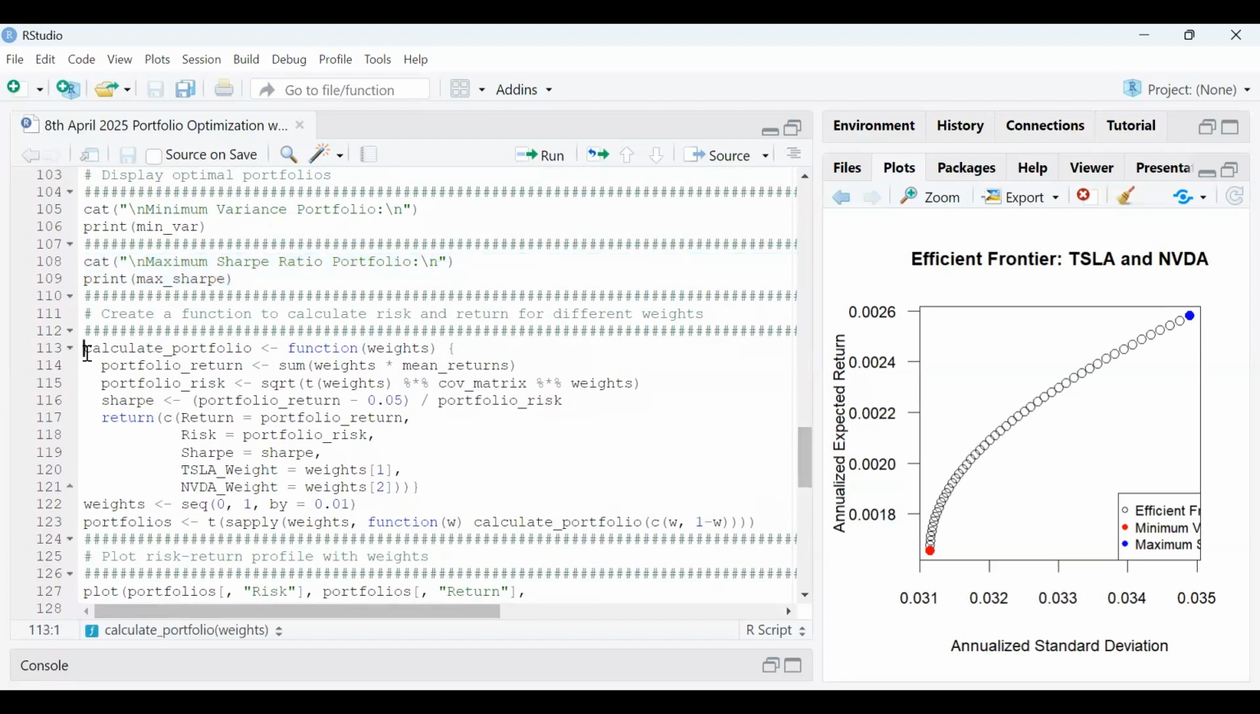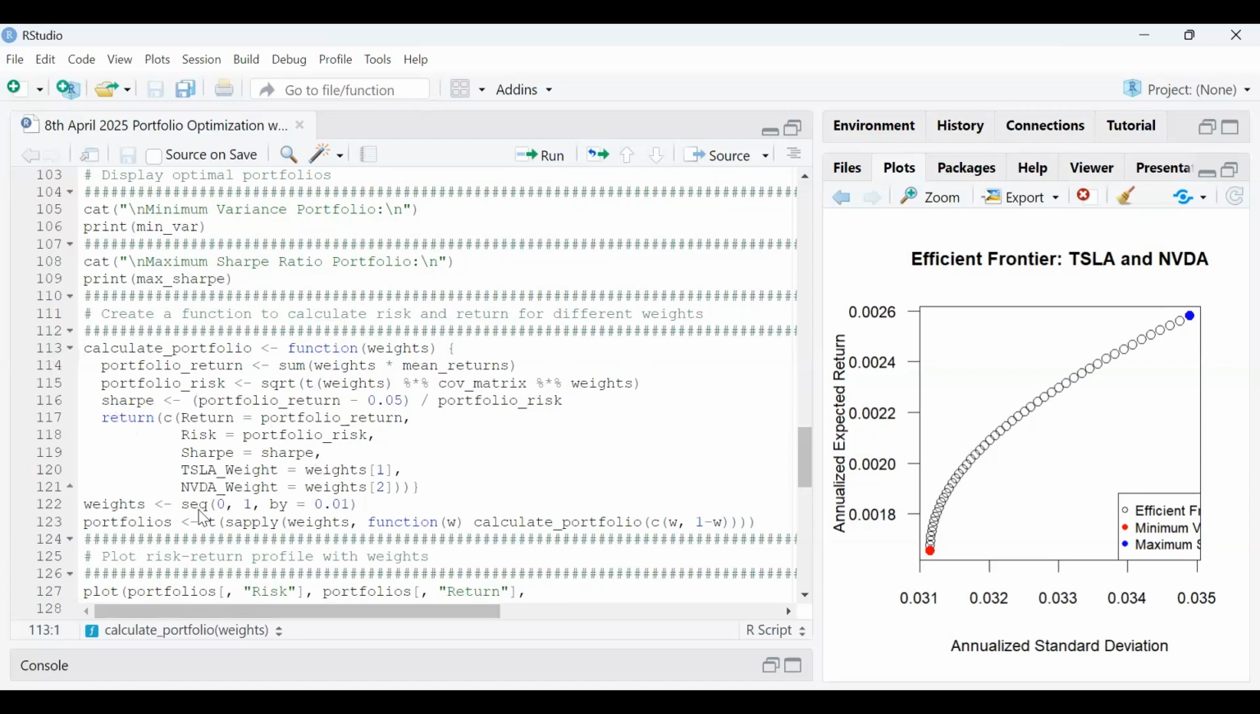Here I'm trying to calculate the risk and the associated returns for different weights of my two stocks. So I set up the portfolio return, that is a summation of the product of the weights and the returns. And then I come to the risk, which is the weights times the covariance matrix times the weights, all squared, where the first component is the transpose of the weights. Then, of course, I have my Sharpe ratio here.